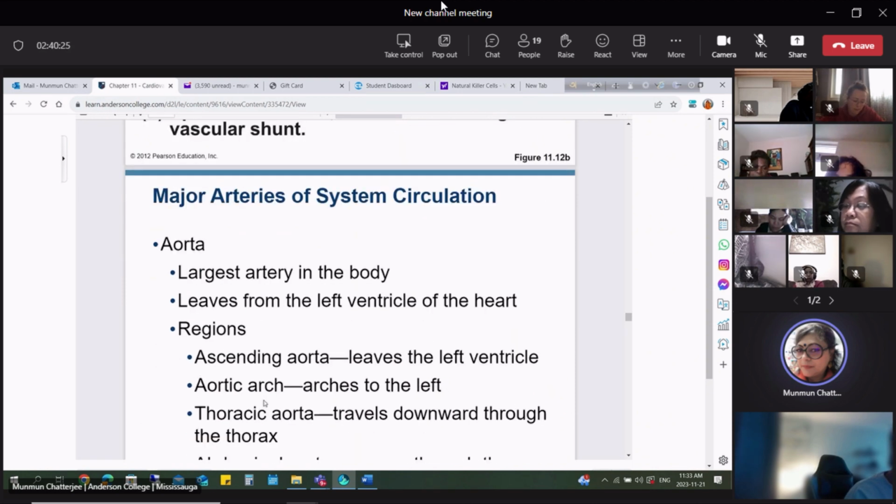What is the aorta? It is the largest artery in the body. A question comes: the largest artery in the body. Note it down. Largest.